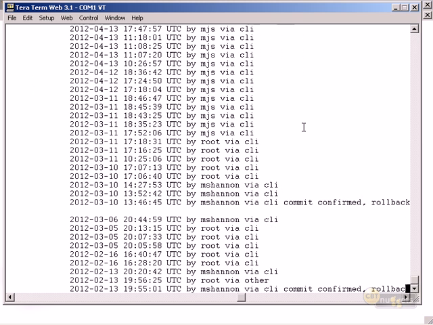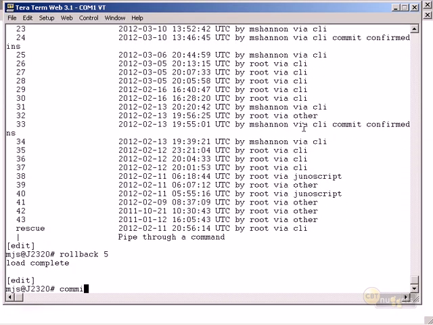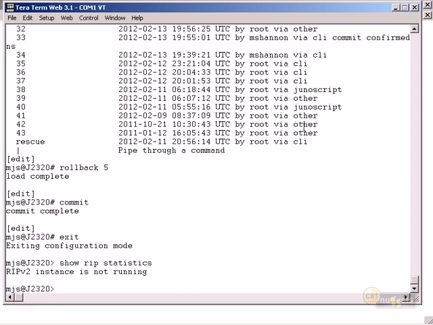So let's do that. Let's go down here. There's a lot of things. Do rollback 5 and then commit. And now if I do a show RIP statistics, haha, RIP version 2 instance is not running. There we go. So I've just kind of gotten right back to the drawing board here. So I'm ready for my OSPF. I'll go do that, of course, on my 2350.